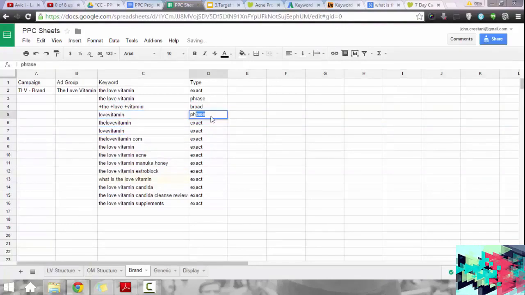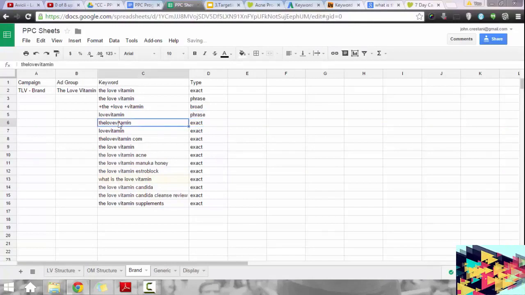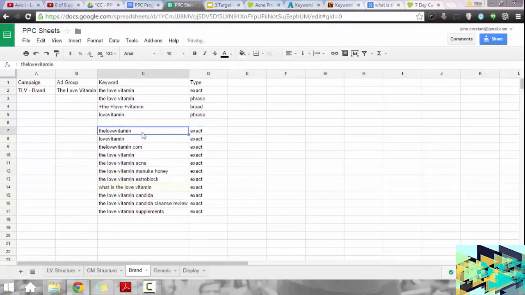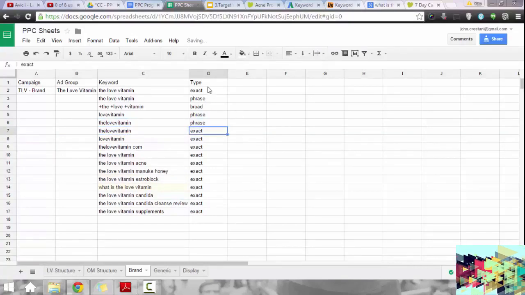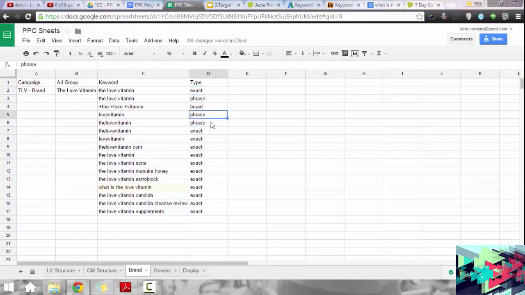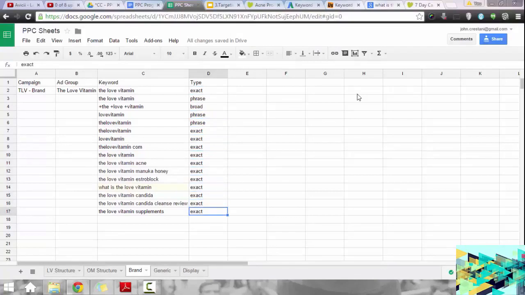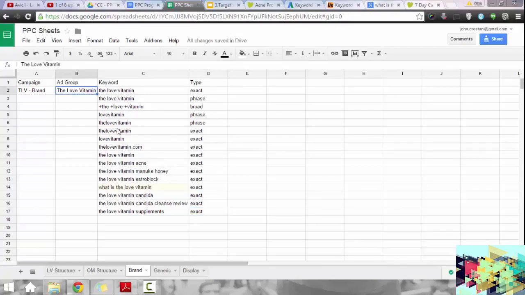What I'm going to do is I'm also going to put love vitamin, one word, in phrase, and I'm also going to put love vitamin in phrase. So notice there's about 1 broad, 3 phrase, and 12 exact match terms. So we actually have almost exactly the sort of ad group I like to do in generic campaigns. But this is a well-built ad group, and this will work out really well in AdWords to capture the terms.